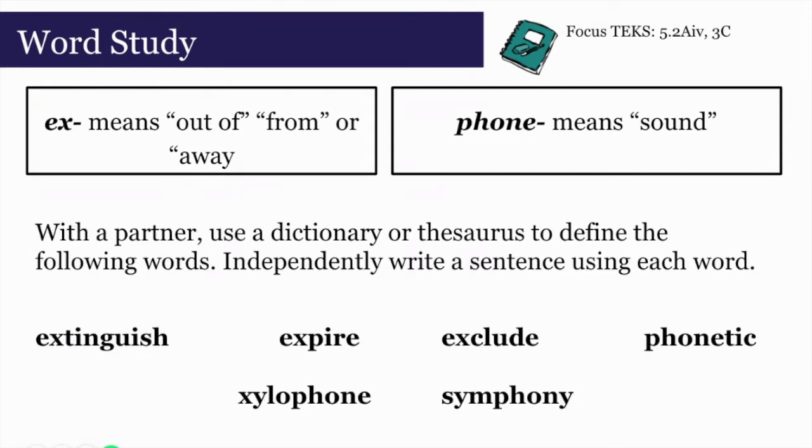Now, with a partner, use a dictionary or a thesaurus to define the following words: extinguish, expire, exclude, phonetic, xylophone, symphony. Then, independently write a sentence using each word.